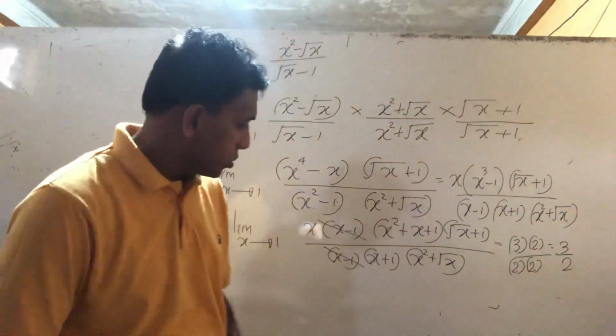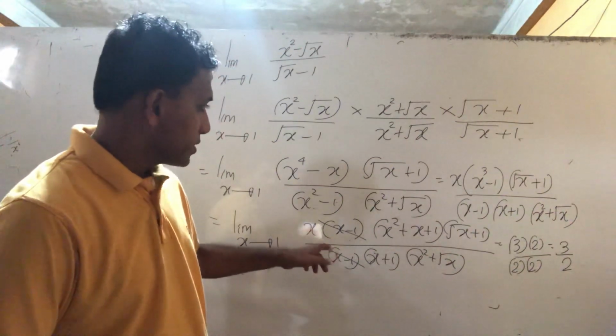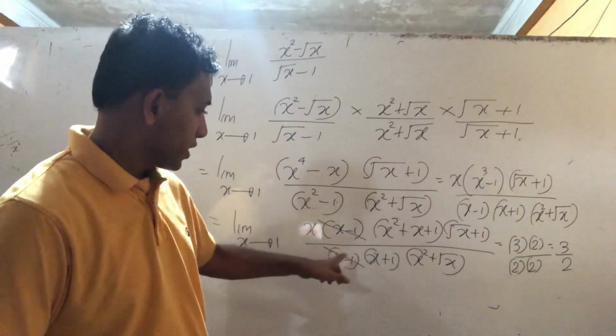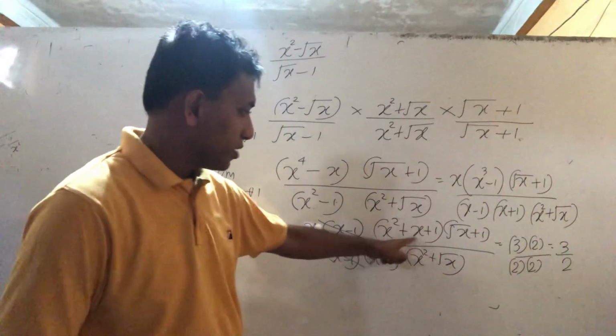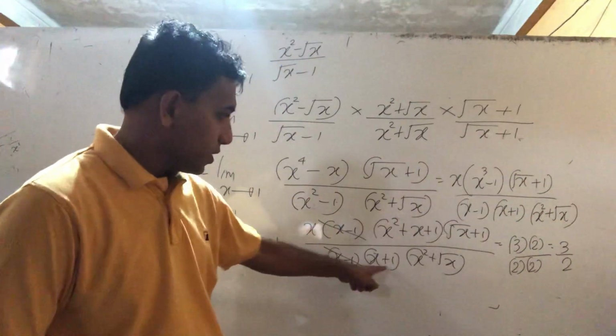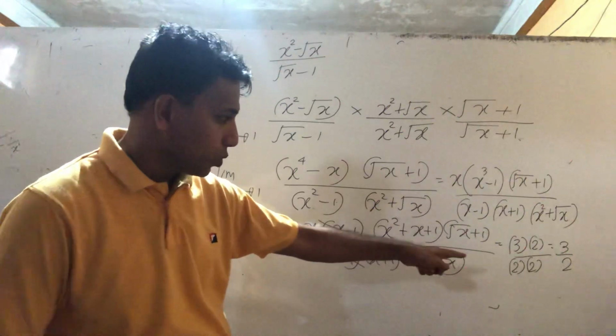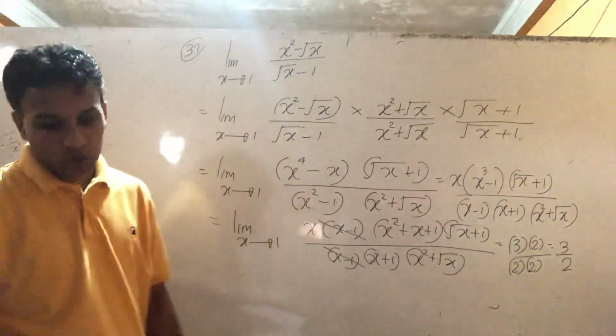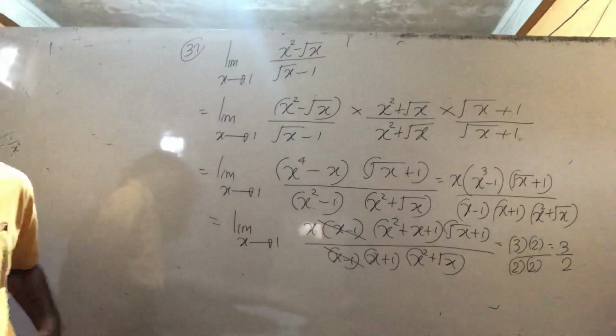Is it okay? Let me check that. Put x for 1: 1, 1, 1, 3. 1 plus 1 is 2, here 1 plus 1 is 2, 1 plus 1 is 2. So 2 cancel, 3 over 2, right? Answer is 3 over 2.